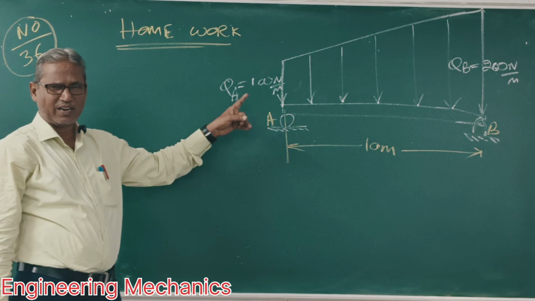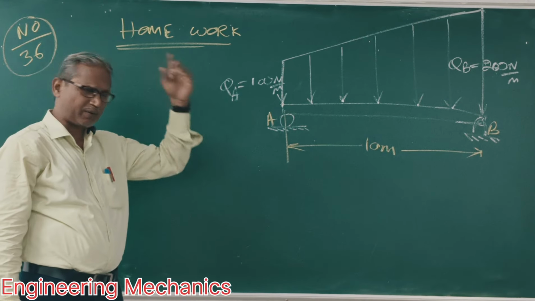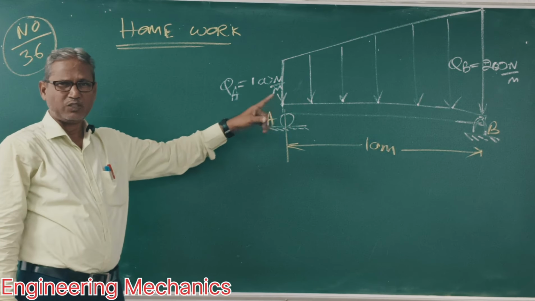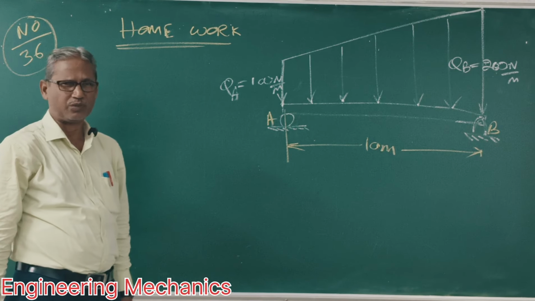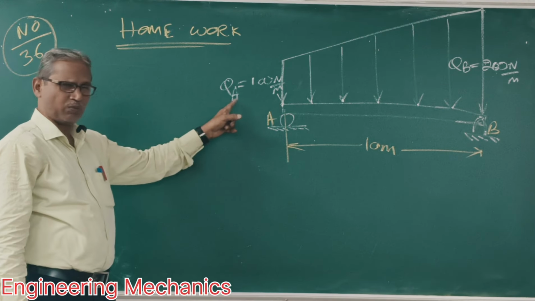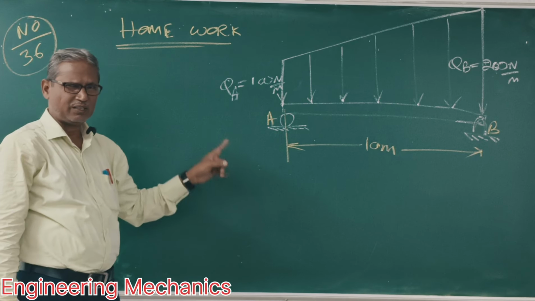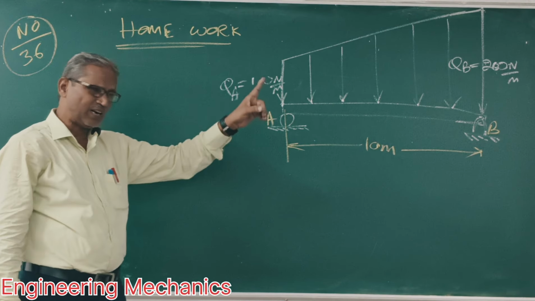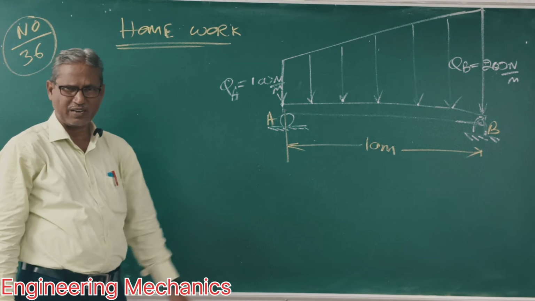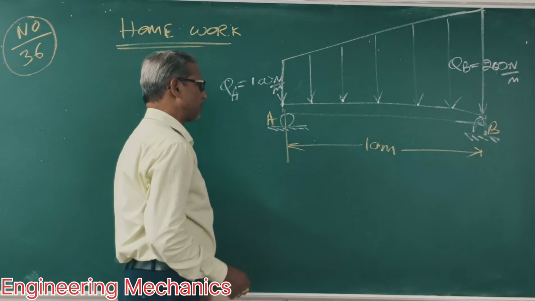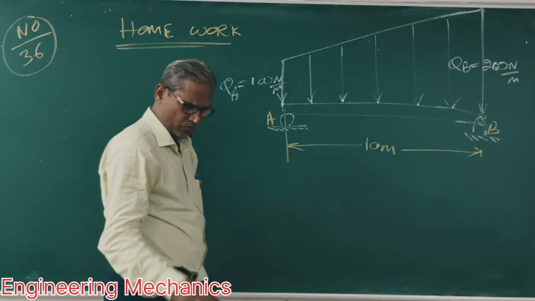Last class, I had given this problem for homework. The question is, a beam AB is loaded as shown in the figure. This side 100 Newton per meter, that side 200 Newton per meter. Find the reactions at A and the reaction at B. Clear? First, find out the load.